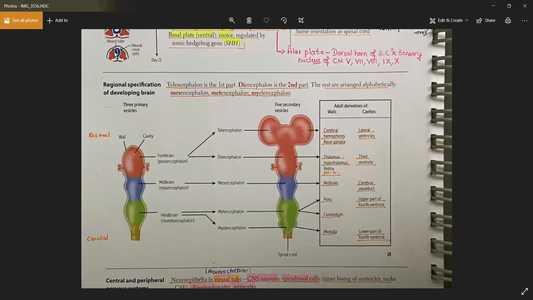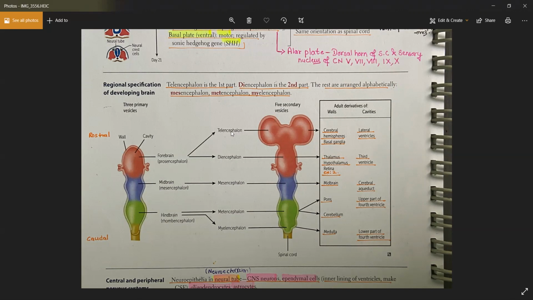Then when the neural tube forms, it starts forming your brain. At the very initial part, you have three segments. One is the forebrain, then the midbrain, and then the hindbrain. The forebrain is known as the prosencephalon, which means very front. Then you have the mesencephalon, and then you have the rhombencephalon, which is the hindbrain.